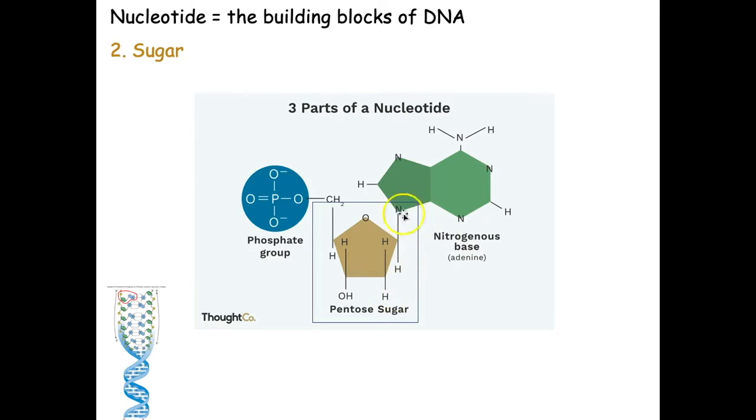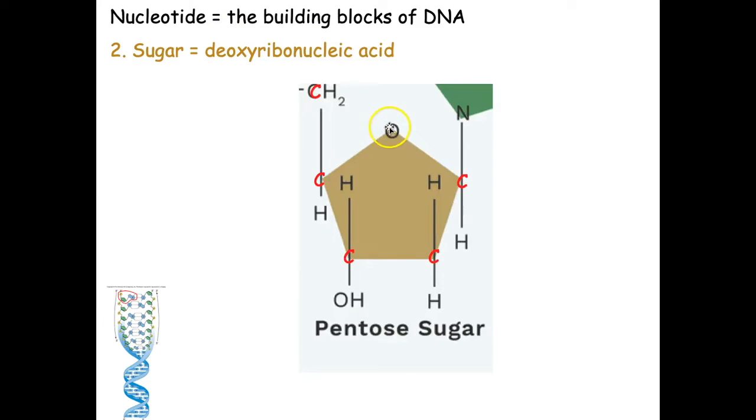The next important part of a nucleotide is the sugar. A nucleotide is always going to have a sugar, and it's always going to have a pentose sugar. In DNA, this pentose sugar is deoxyribose, and that's where DNA gets its name, from its sugar. Pentose means that it has 5 points: 1, 2, 3, 4, 5 right here.